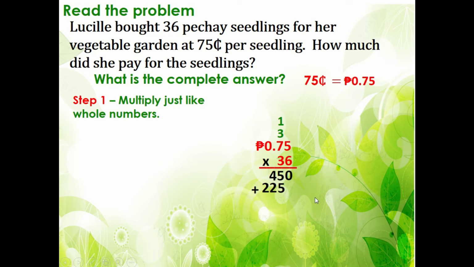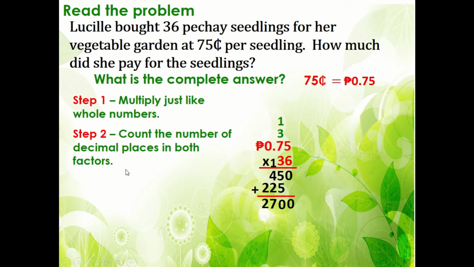So we're going to add the two partial products. Bring down 0. 5 plus 5 is 10. 0. Regroup 1. 1 plus 4 plus 2, we have 7. So we bring down 2.